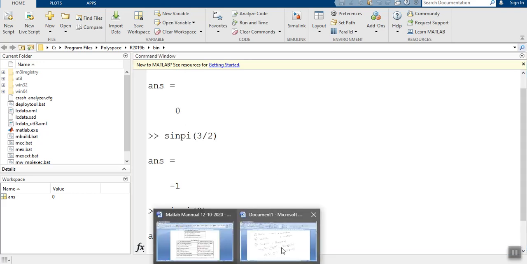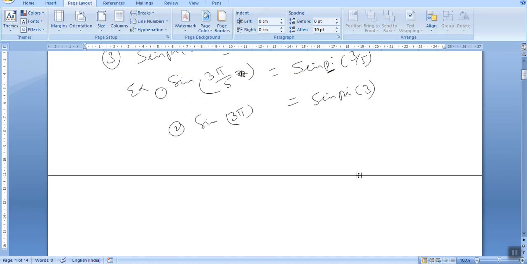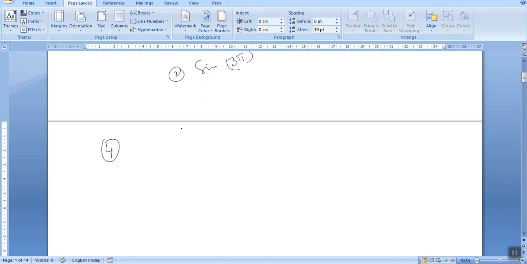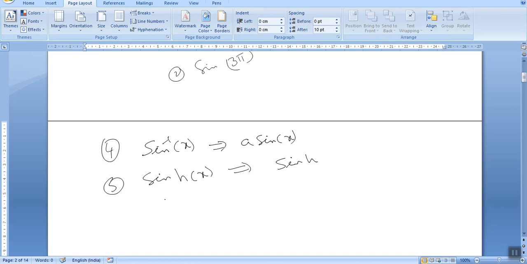In a similar way, suppose you want to find the sine inverse of x, use the command asin of x. Suppose you want to find the value of sine hyperbolic of x, use sinh. Suppose you want to find the sine hyperbolic inverse of x, use asinh of x. Okay, very simple. So we will verify all these conditions.